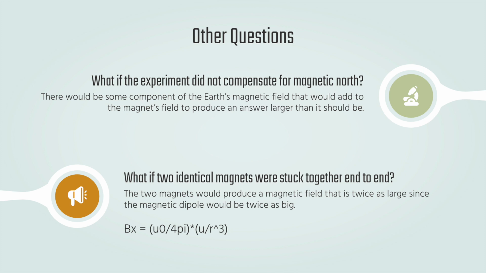The second question is, what if two identical magnets were stuck end to end? In this case, in an ideal world, the number for the magnetic field would double, because double the magnetic dipole moment would double the field of the two magnets stuck together.